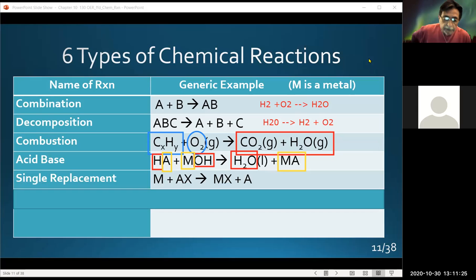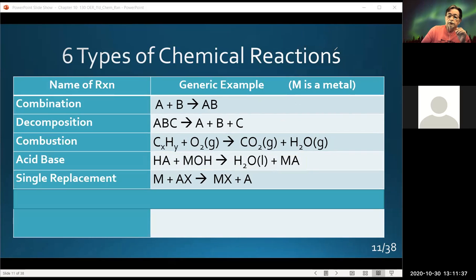Now, the next type, which is the 5th type, we call that a single replacement reaction. Let me clear up the marks here a little bit. Okay. And here, this is what happens. We have a metal in elemental form. Okay, it reacts with another metal that is in ionic form. So AX is an ionic compound of some sort.